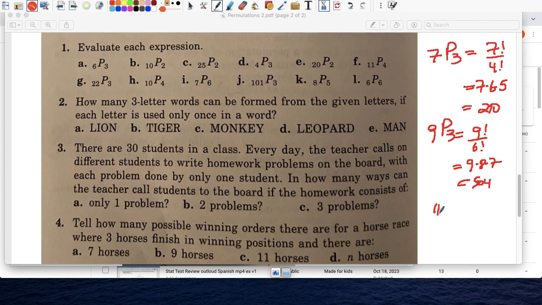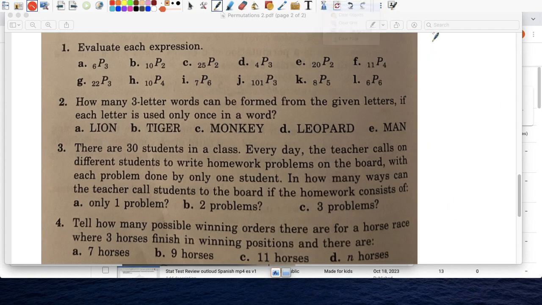If it's 11 horses, it'd be 11 factorial over 8 factorial, which is the same thing as 11 times 10 times 9. 11 times 10 times 9 is 990. And for the last problem, nP3, it would be n factorial over n minus 3. Leave it in parentheses, please. That's it, right? I mean, sort of fun.